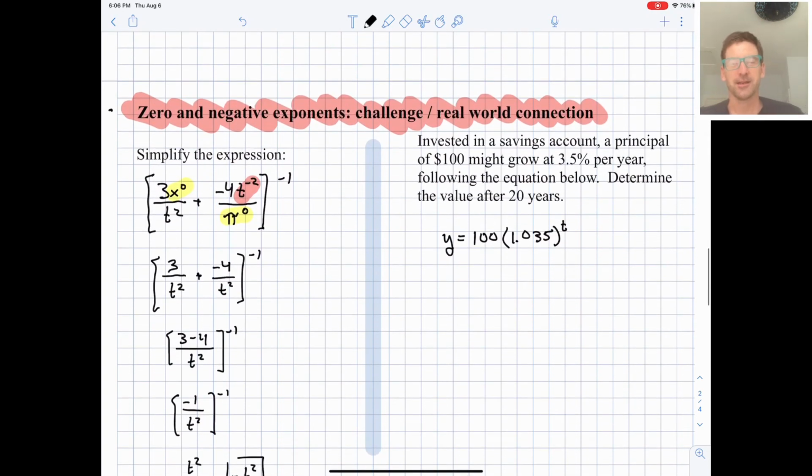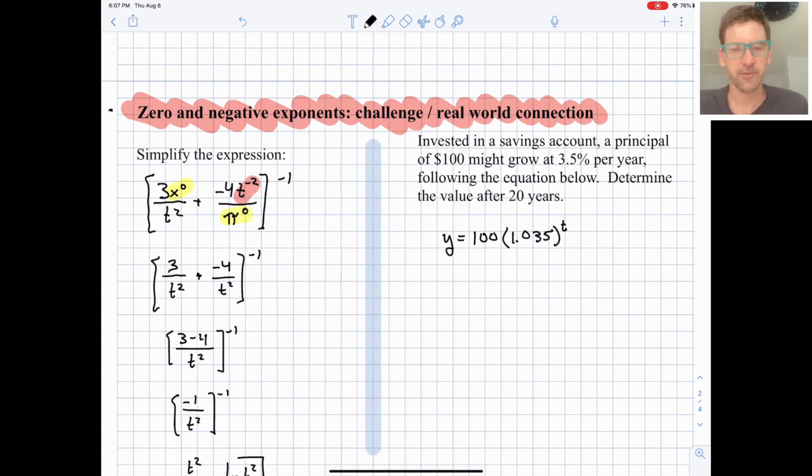All right, next one, the real-world connection problem. And this is sort of partly real-world, partly has a little bit of contrived stuff to it. You might not get 3.5% growth per year, and you might have some compounding happening also, but we'll look at that in a later video. But for now, let's go with it. Invested in a savings account, a principal of $100 might grow at 3.5% per year. Following the equation below, determine the value after 20 years.